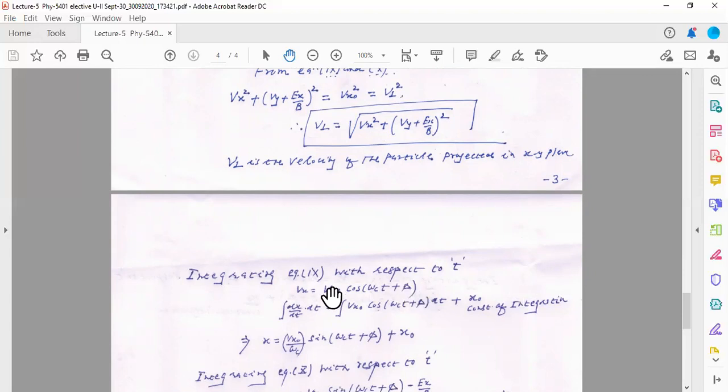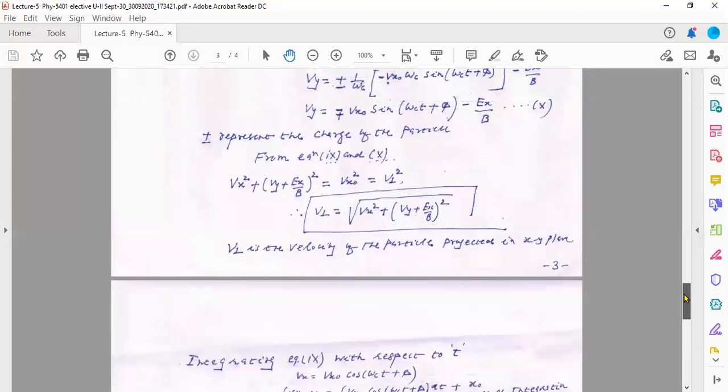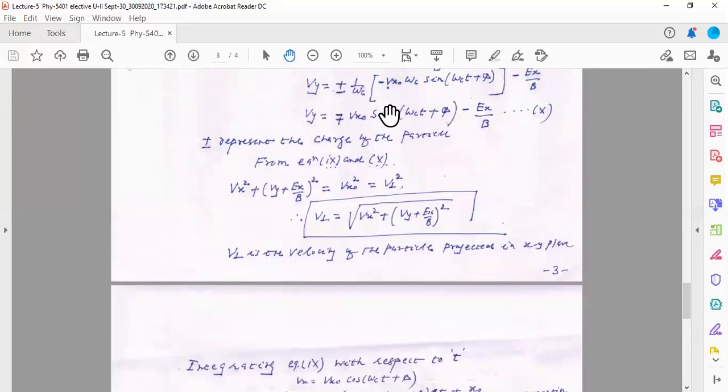So I can simply write down this integration as x. This is the integration of cosine of omega ct plus phi, which you remember, and you have a 1 upon omega c term. So it is Vx0 upon omega c sine of omega ct plus phi, which is known to you, and you have x0, correct? And similarly, you have your equation for the y component, which you have written here.